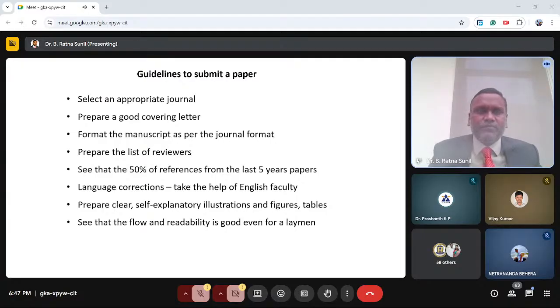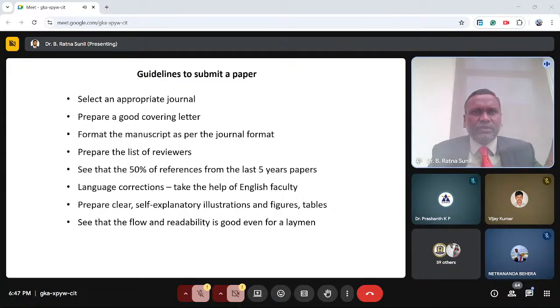I change the date, and at the bottom, my address and details will be the same. So don't spend too much time on the covering letter. Our covering letter will not judge the decision of the editors of the journal about our paper. So one decent covering letter is enough.